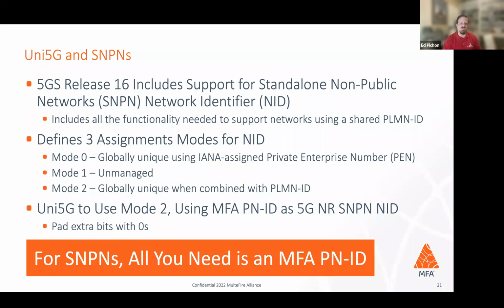They defined a couple of different modes for doing this SNPN, and the one of interest to us is mode 2, which says that this network ID is globally unique when combined with the PLMN ID. In the case of an SNPN, you can use the MFA's shared HNI and then use the private network ID that we've already defined. The bit length is a little different, so you pad a couple extra bits at the beginning, but you can use the MFA private network ID as your network identifier and then use the shared HNI. And that's all you have to do. Everything else is taken care of in release 16. You don't have to get any other managed identifiers. In fact, all you need is this private network ID and everything's taken care of. So release 16 makes this really nice and very simple.